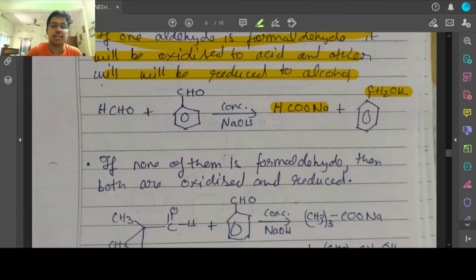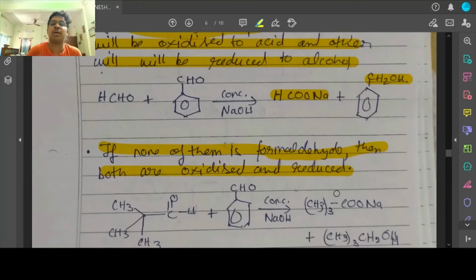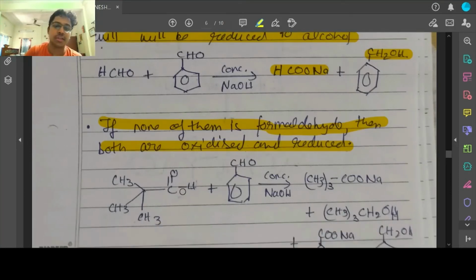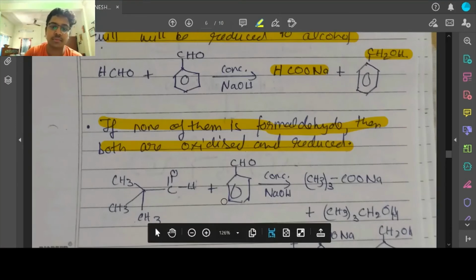Now comes the second case. If none of them is formaldehyde, then what will happen? Each compound will undergo both reduction and oxidation, and a total of four products will be formed. Let us see these two compounds. Out of these two, none of them are formaldehyde.